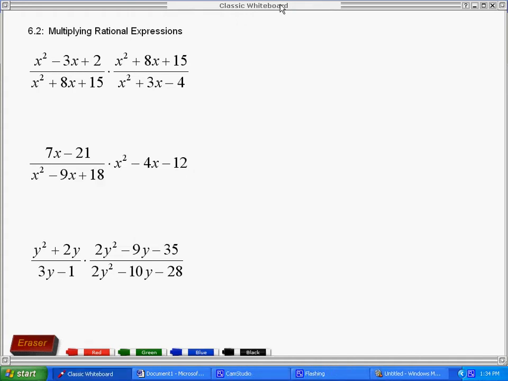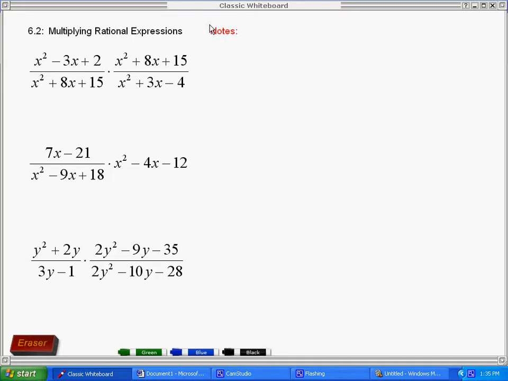Welcome to this next video on section 6.2, and I'm actually going to split up 6.2 into two videos. The first one is on multiplying rational expressions, and the main idea that we need to remember here is that when we are multiplying rational expressions, same thing as when we're simplifying them.